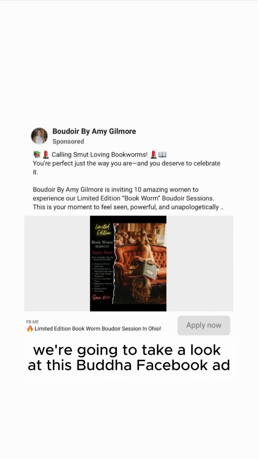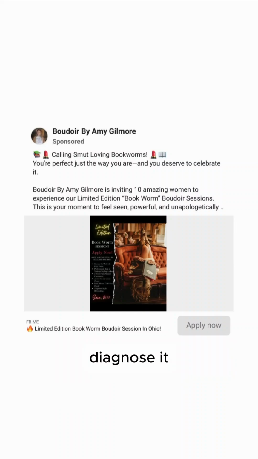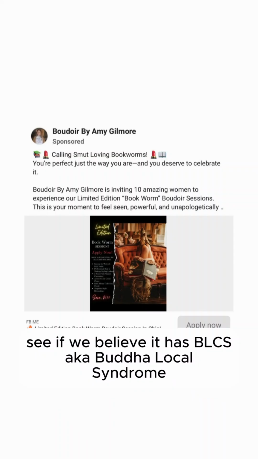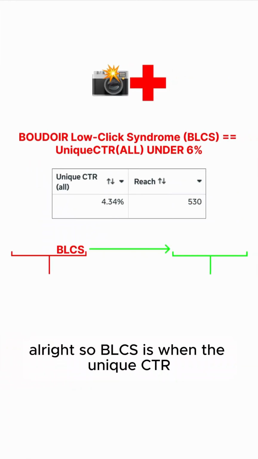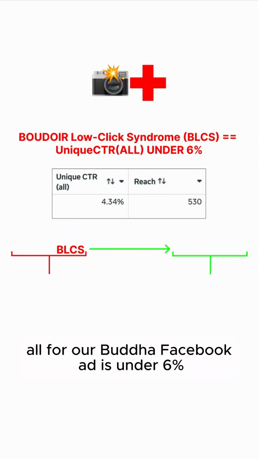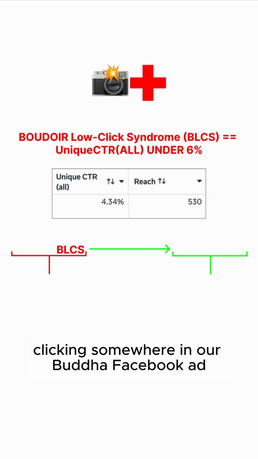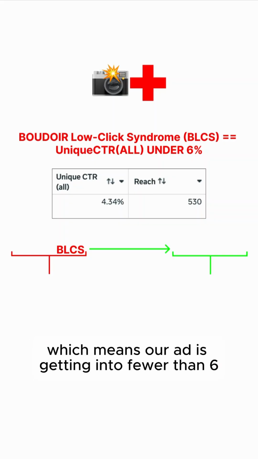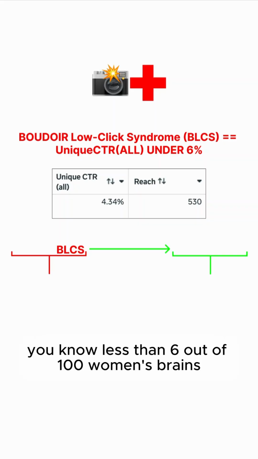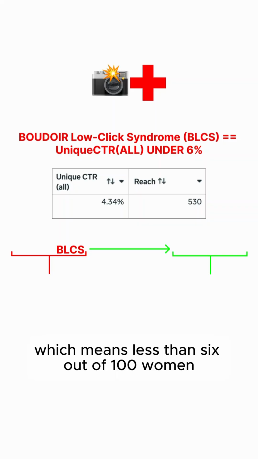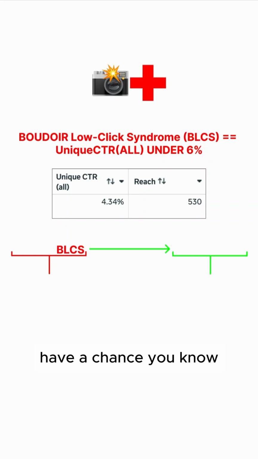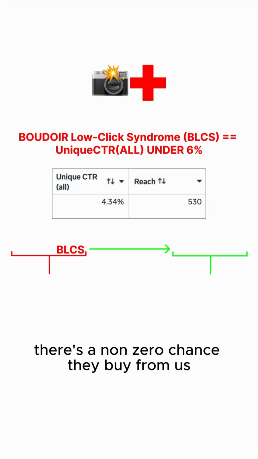All right, we're going to take a look at this Boudoir Facebook ad, diagnose it, see if we believe it has BLCS, aka Boudoir low click syndrome. BLCS is when the unique CTR all for our Boudoir Facebook ad is under 6%. That means fewer than 6 out of 100 women are actually clicking somewhere in our Boudoir Facebook ad, which means our ad is getting into fewer than 6 out of 100 women's brains, which means less than 6 out of 100 women have a chance, a non-zero chance, they buy from us.